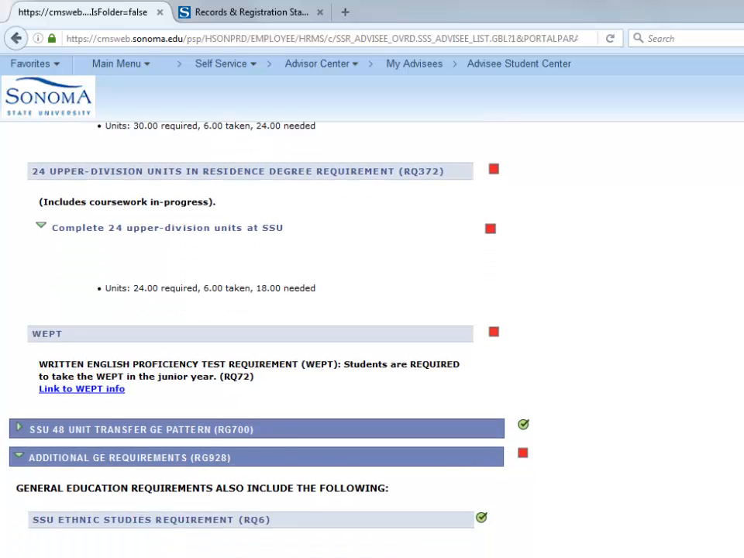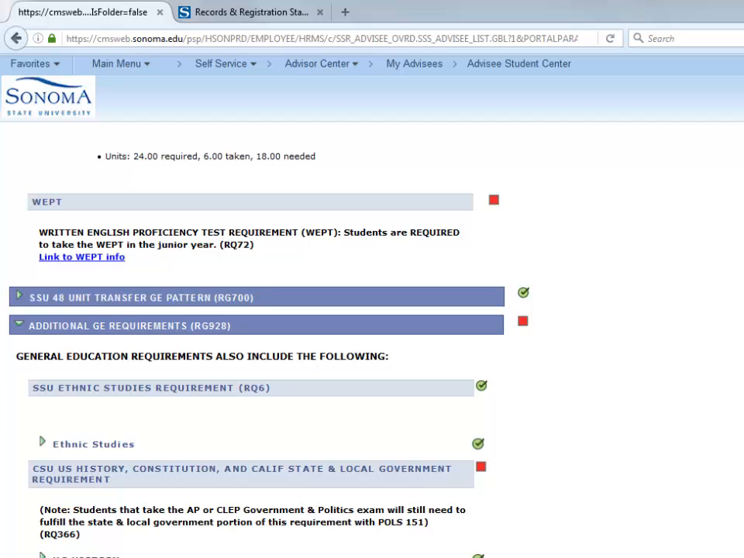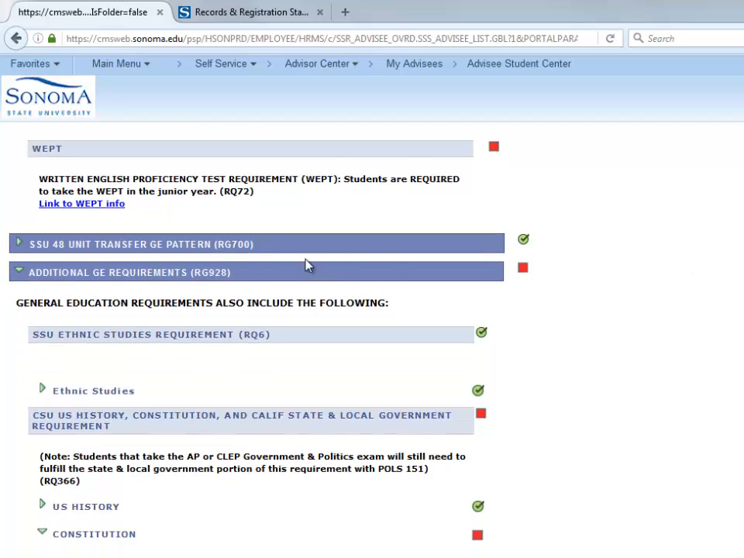Below these general requirements, you will see information about your GE pattern. In this case, we can see that the student is under the 48 unit transfer GE pattern. And what's interesting about this is that we see this blue title bar, we see the green circle, and we don't see any courses listed below it. This is because the ARR collapses major categories once you have completed them.